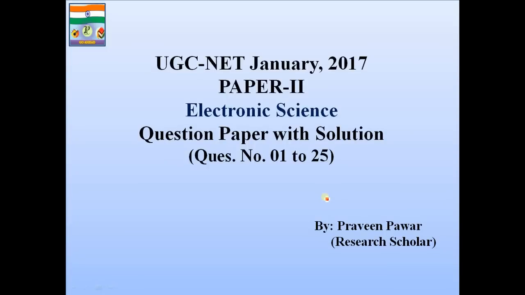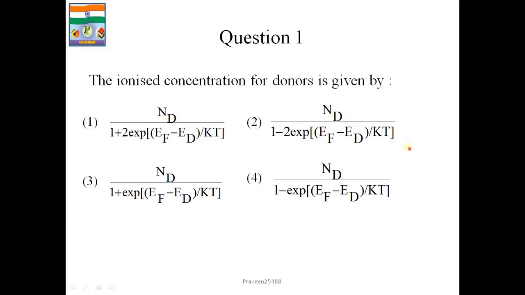In this video, we are going to discuss the question paper of UGC NET January 2017. This is paper 2 of electronic science. Here we will discuss from question number 1 to 25. So, this is question number 1.